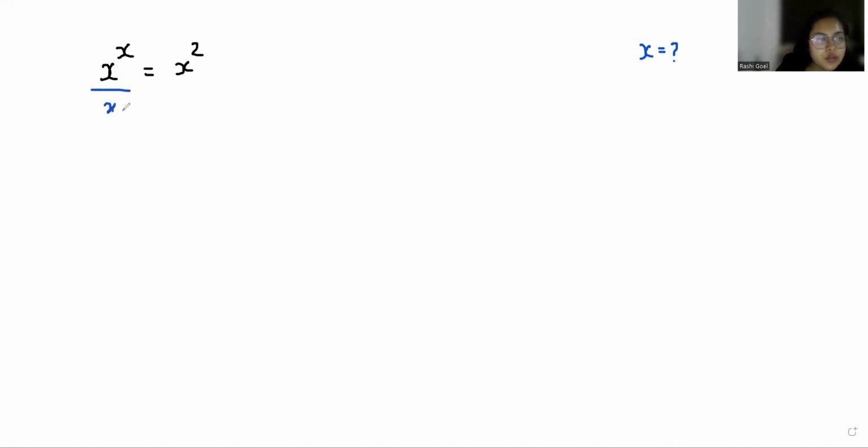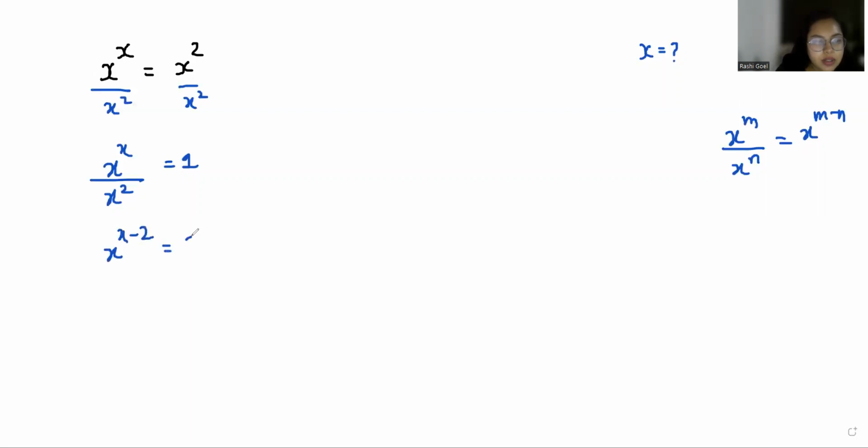So first I'm going to divide by x square both sides. So it becomes x power x by x square is equal to 1. Now exponent rule, x power m by x power n, we can write it as x power m minus n. So x power x minus 2 is equal to 1.